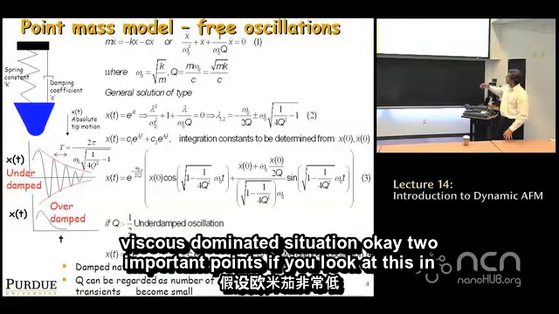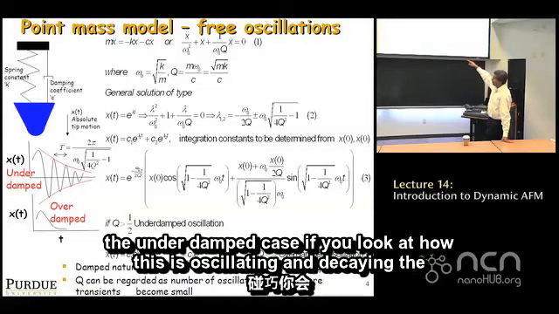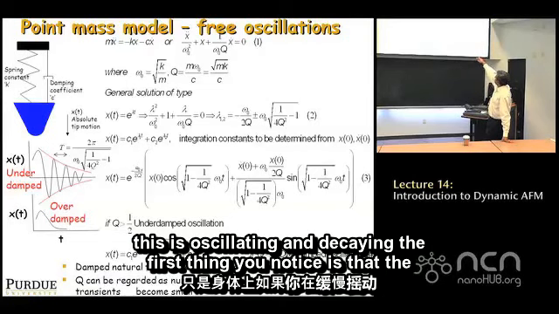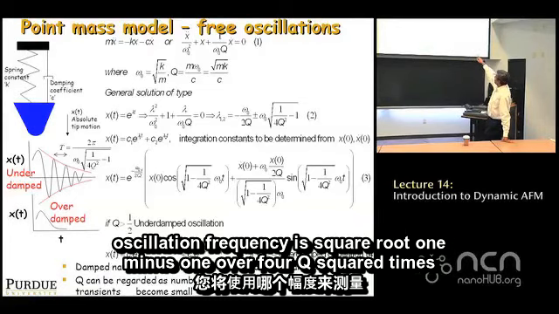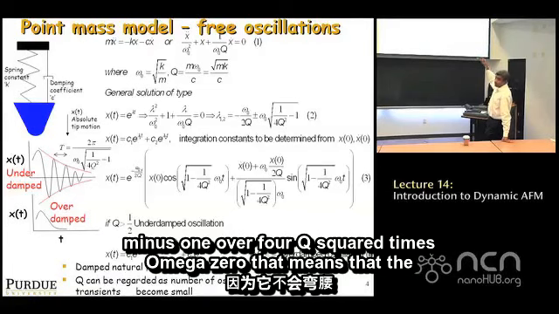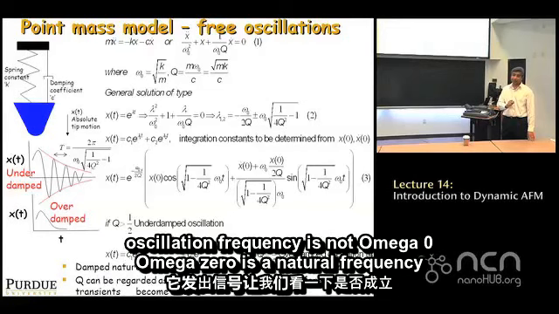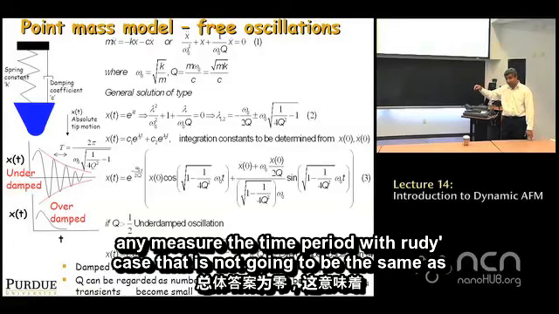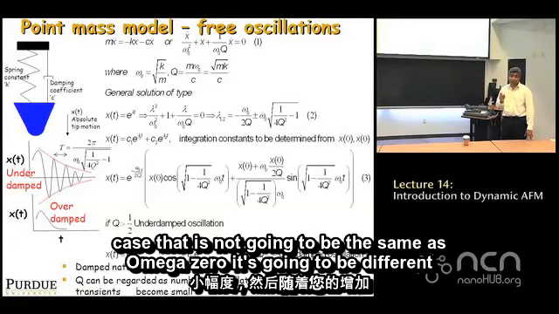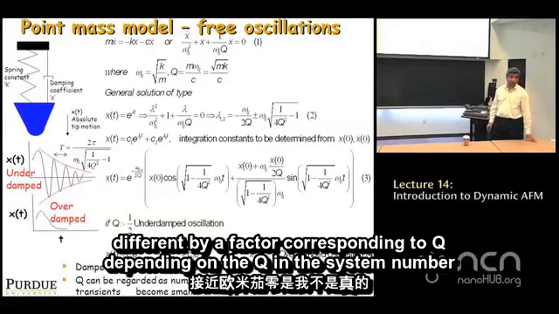Okay? Two important points. If you look at this, in the underdamped case, if you look at how this is oscillating and decaying, the first thing you notice is that the oscillation frequency is square root 1 minus 1 over 4Q squared times omega 0. That means that the oscillation frequency is not omega 0. Omega 0 is the natural frequency, square root k over m. But when you ring it and you measure the time period with which it decays, that is not going to be the same as omega 0. It's going to be different by a factor corresponding to Q, depending on the Q in the system.